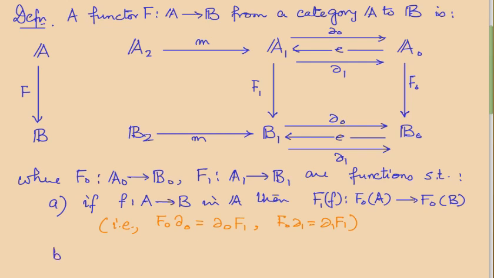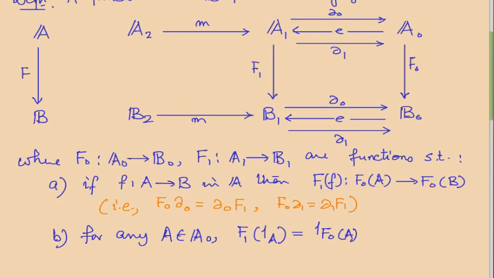Secondly, for any object A, the identity morphism on A must be taken to the identity morphism on F of A. So I am saying that F1 of the identity composed with E equals E F0, which is F1 E. Okay.